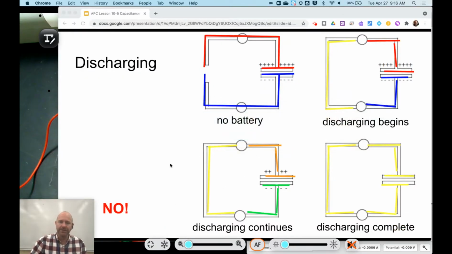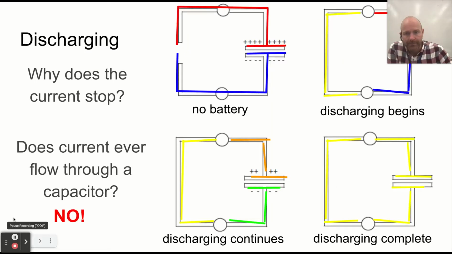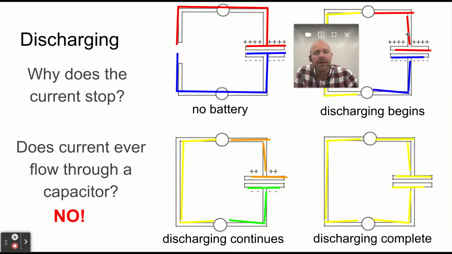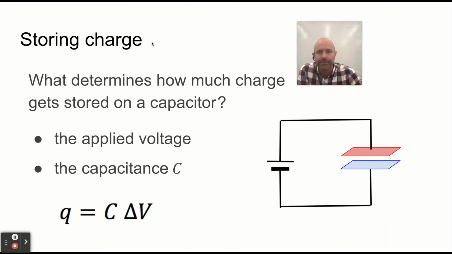Right, there's the discharge. The one last question: why does the current stop? Does the current ever flow through the capacitor? I'd left the no. And I'm back to this video form. So the current doesn't actually flow through the capacitor. Current flows in the circuit so that charge can build up on one side and then it can leave. And the current will only stop when the capacitor has reached its total capacity for charge, basically when it's gotten to a voltage equal to that of the circuit around it.